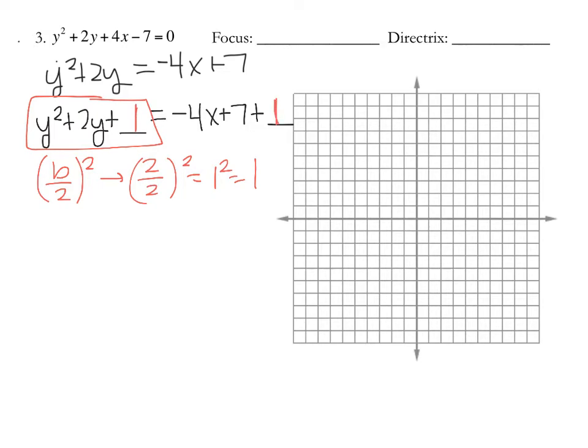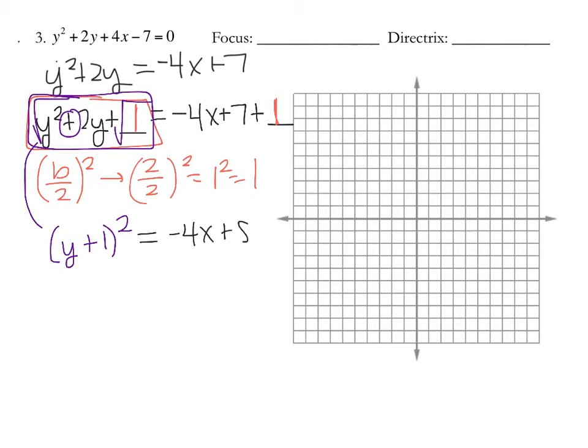And then the whole point of doing that is that this left side right now is a perfect square trinomial, so I can take that and I can factor it down. That's really y plus 1 squared. You take the square root of the first term, you take the sign from the middle term, and you take the square root of the last term to get that. And then that's equal to, on the other side, negative 4x plus 8.